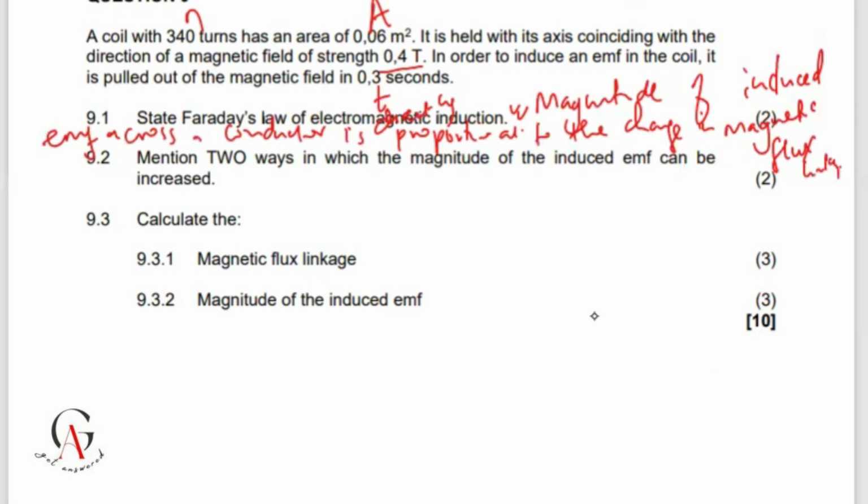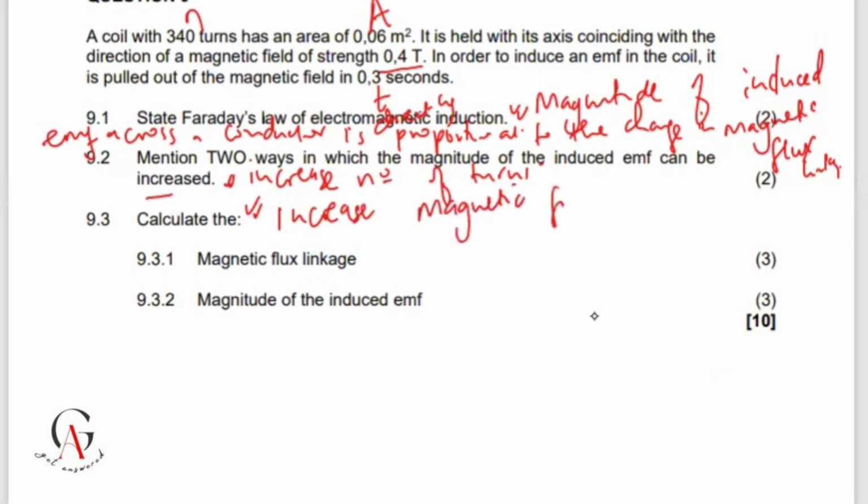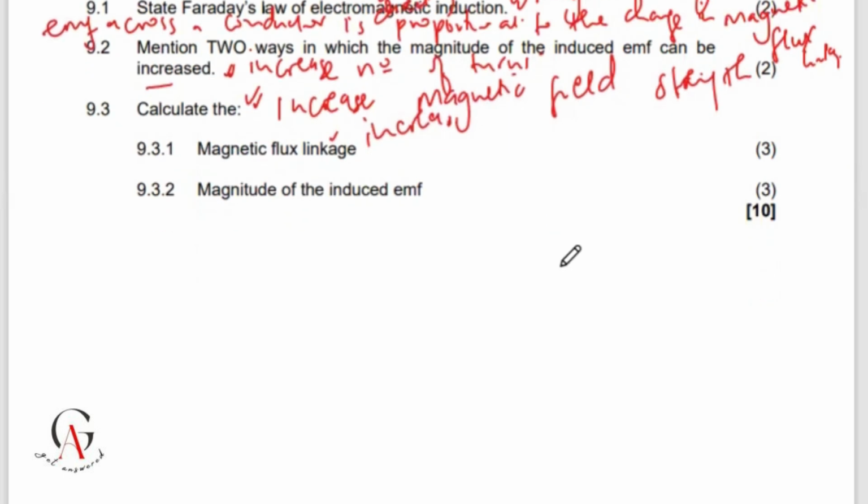Then mention 2 ways in which the magnitude of the induced EMF can be increased. 1, you increase the number of turns. And then we also need to increase the magnetic strength, or the magnetic field strength. I think that makes more sense. And then we also talk about the area, which must be increased. Then 9.3.1, they want us to calculate the magnetic flux linkage.